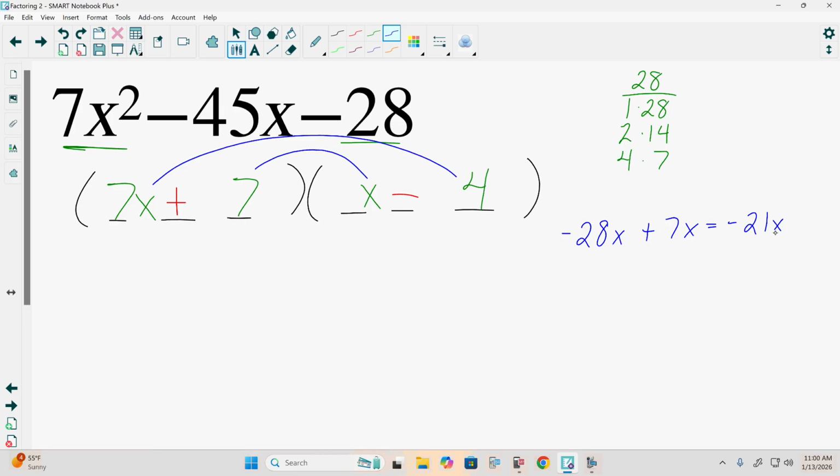Now, one thing else that's interesting to note, in that first set of parentheses, what do we have? We have 7x plus, is there a greatest common factor between those two terms?